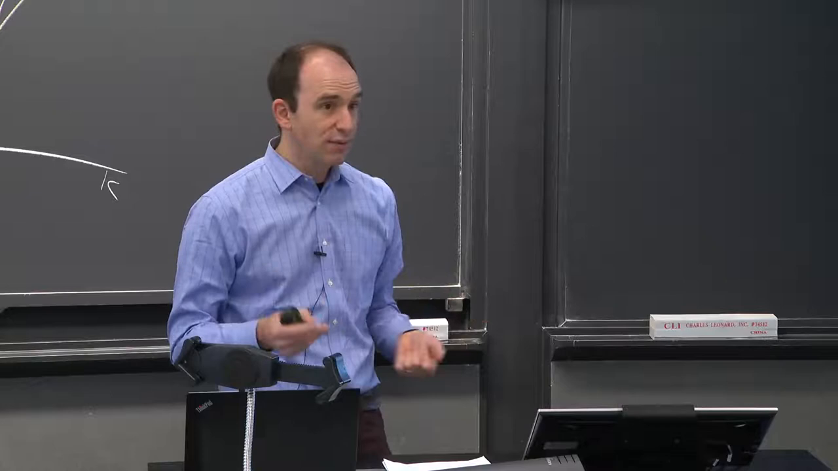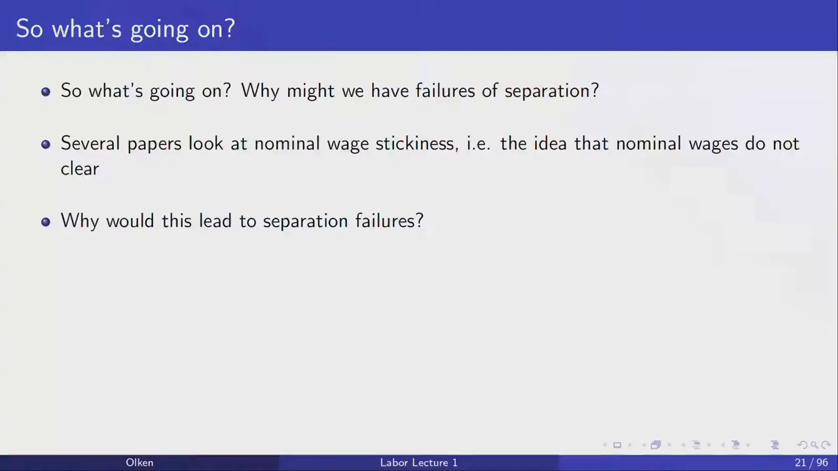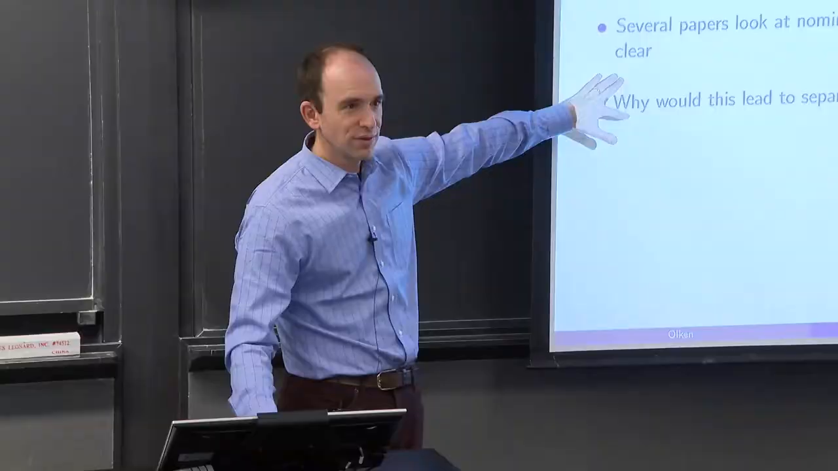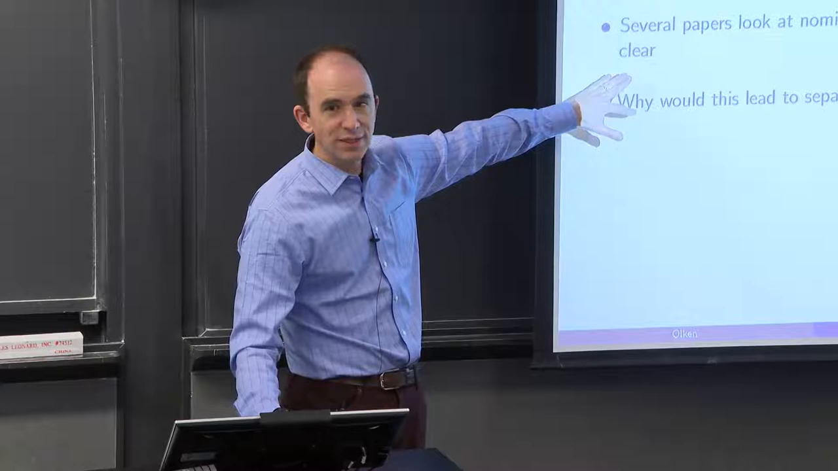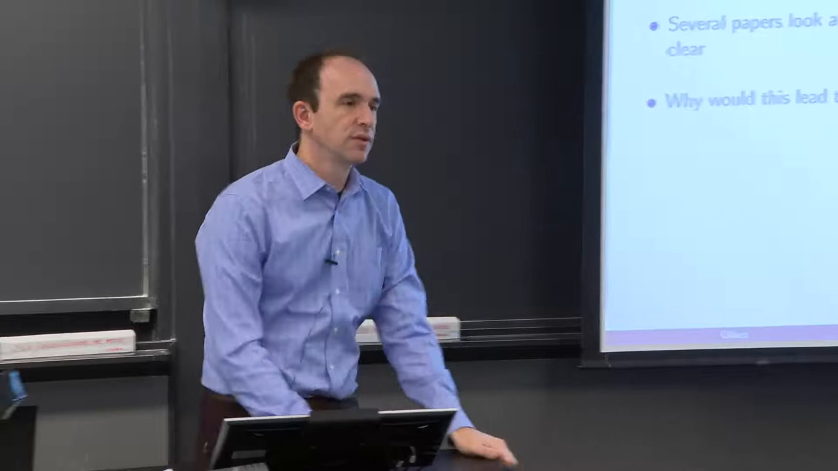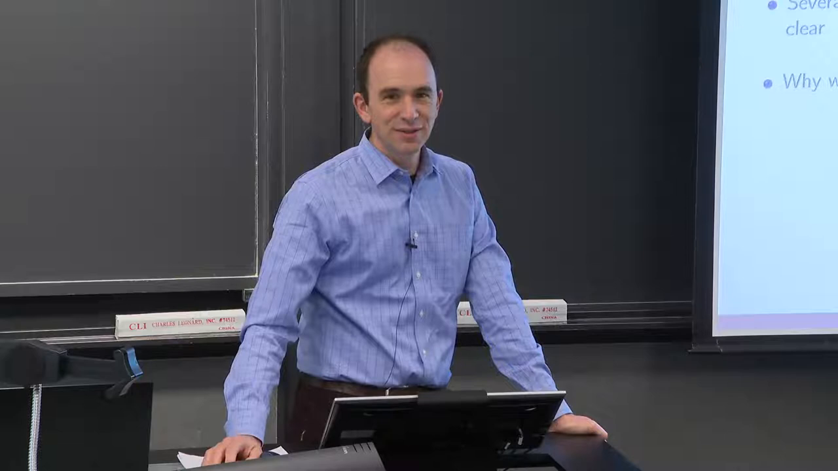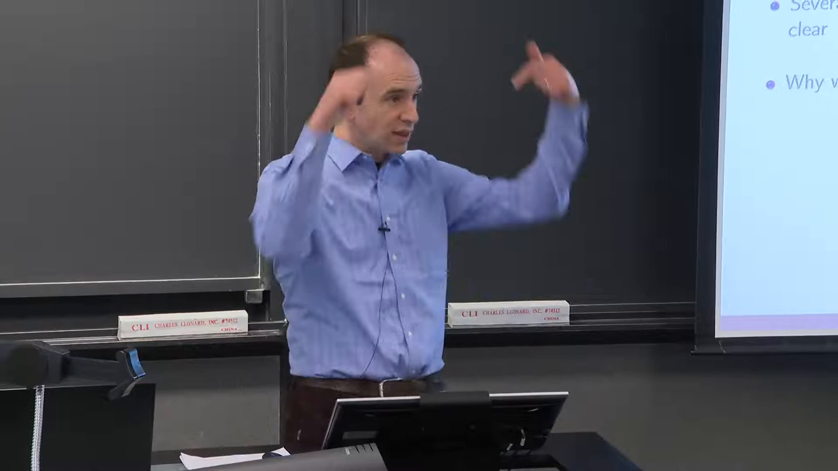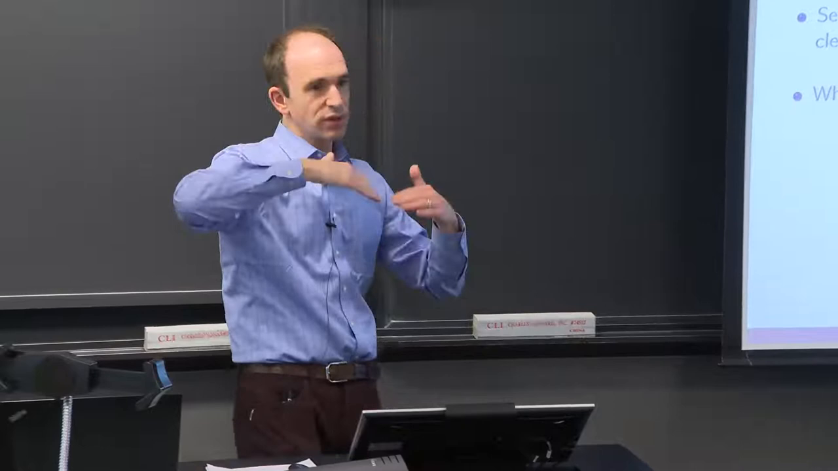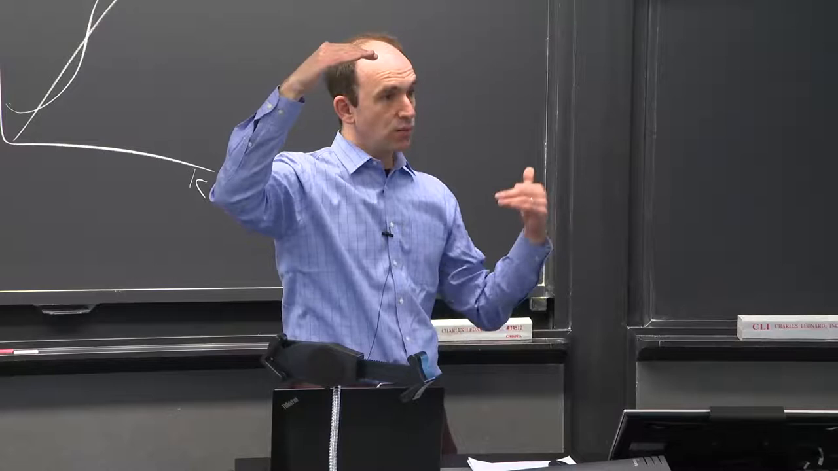But you can see why this would lead to separation failures, right? Why would this lead to separation failures? It's because in the household you don't have a formal contract. Right, but more generally, which of those little graphs with the separation failures does this correspond to? Someone want to take a stab at this? The market wage is too high. Yeah, the market wage is too high, exactly. We'd like the wage to come down to clear, but it's stuck too high because of nominal wage stickiness. So the households would like more work at the market wage, but they can't get it.